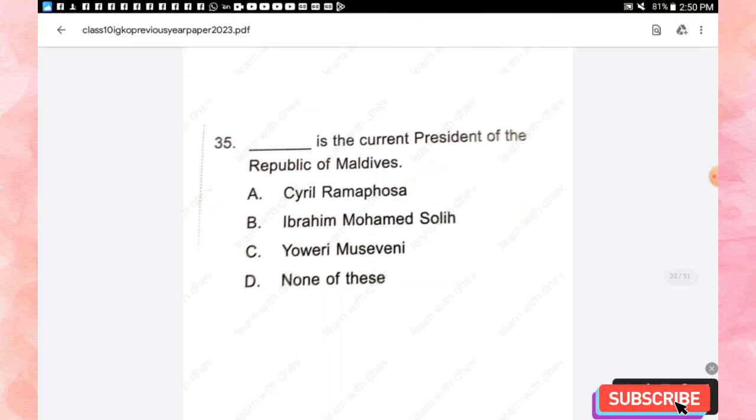Question number 35. Who is the current president of the Republic of Maldives? Option A is Cyril Ramaphosa. Option B is Ibrahim Mohamed Solih. Option C is Yoweri Museveni. Option D is none of these. Right answer is option B, Ibrahim Mohamed Solih.